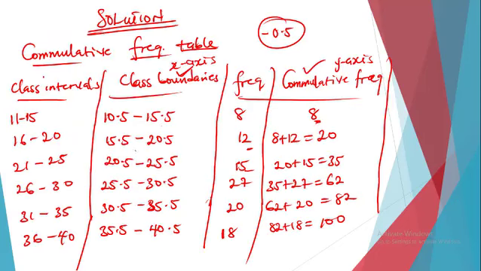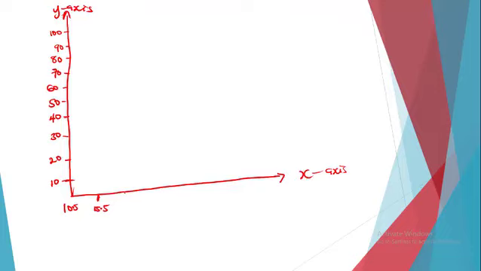Okay, what's the next thing? 20.5. We have the next to be 25.5. The next is 30.5, 35.5, and then we have 40.5, and we have the last one to be 45.5.